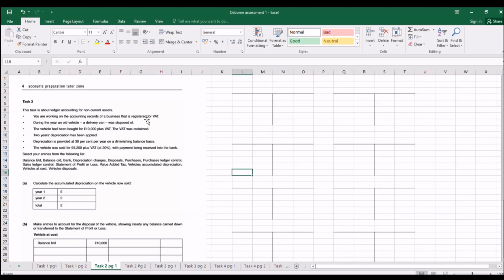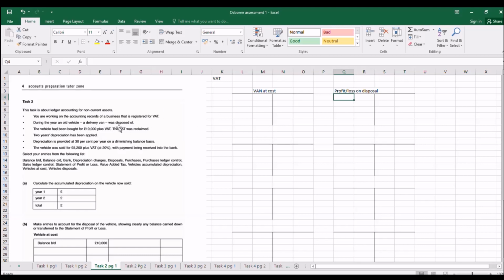okay, working the accounts for a business registered for VAT. So we've got VAT going on. During the year, an old vehicle, a van, was disposed of. Right, okay, so we've got van at cost, and we're going to have some disposal. Now I'm going to call this profit stroke loss on disposal, because that's going to remind me that the balancing figure is going to be the transfer to the profit and loss account. And you might find that easier if you do it like that.